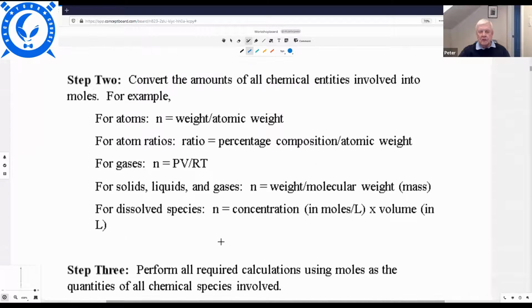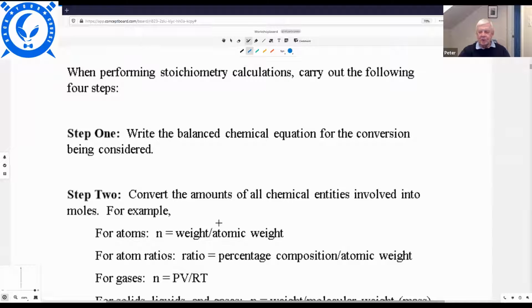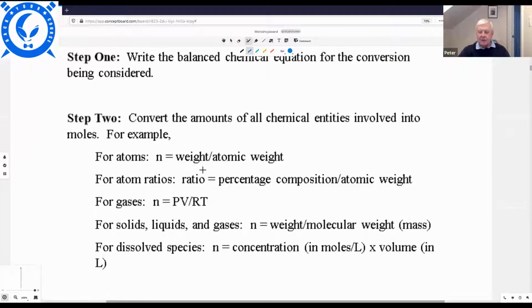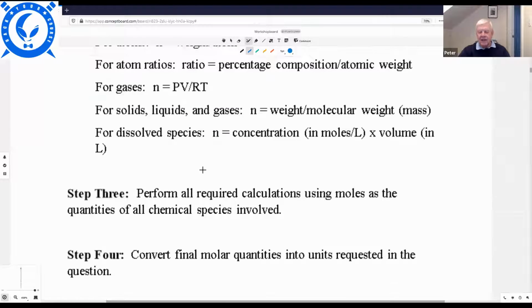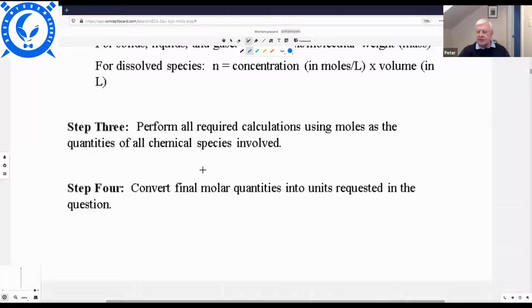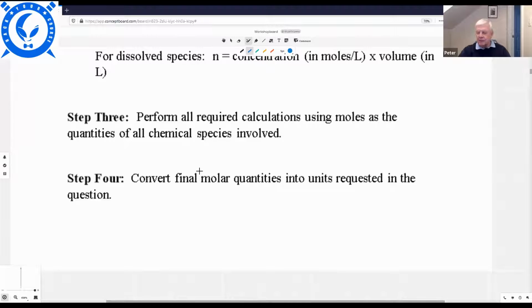Okay, so let me go through this again. As I say, this causes enormous difficulty for some of my students. Balanced equation. Everything converted into moles, do the calculations in moles, and then finally convert your final answer into whatever is requested in the question. And I will do an example of this for you in a few moments.